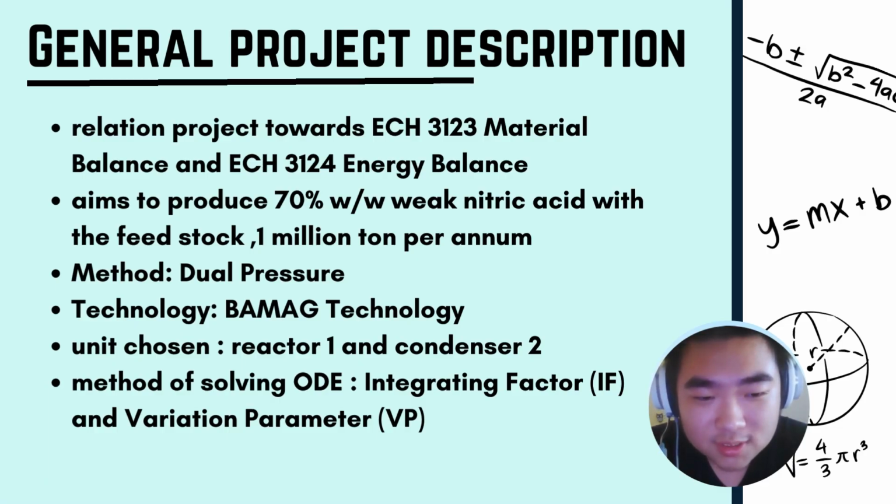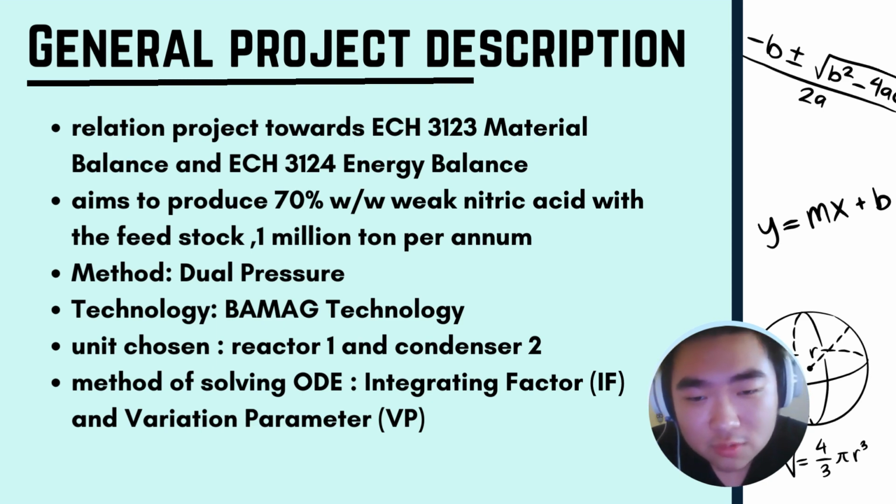Before we go into details, I'm going to first introduce the general project description. It is a relation project towards ECH 3123 material balance and ECH 3124 energy balance. It aims to produce 70% weight over weight weak nitric acid with feedstock of 1 million ton per annum. The method that we use is dual pressure to produce the weak nitric acid, and the technology that we use is the Baymax technology.